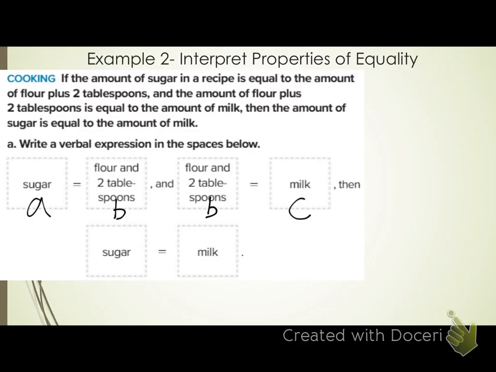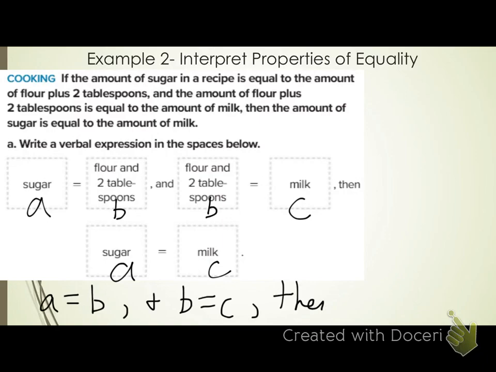What's the variable for sugar? A. The variable for milk? C. So I can essentially build my expression. A equals B and B equals C. Then A equals C.